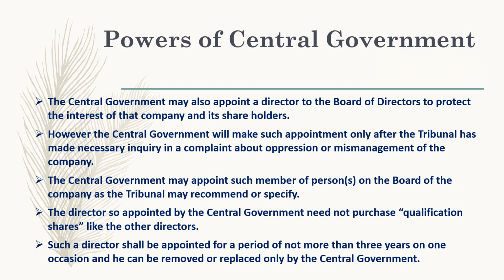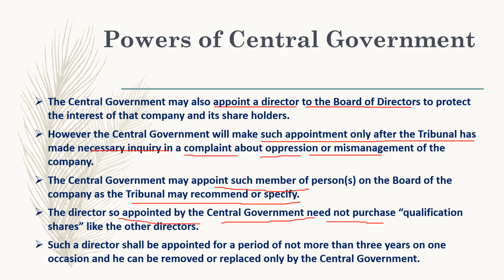Then powers of the central government. The central government also has some authority and power. So what are they? They can appoint a director to the board of directors. They can make such appointments only after the tribunal has made the necessary inquiry into the complaint about oppression and mismanagement. As we have seen, oppression and mismanagement means we are going to protect the minority. If there is any complaint from a minority person, then on that basis the central government can appoint. The central government may appoint such persons on the board of directors as the tribunal may recommend or specify. If the tribunal recommends that some members should be appointed, then the central government may appoint them. The directors so appointed by the central government need not purchase qualification shares.